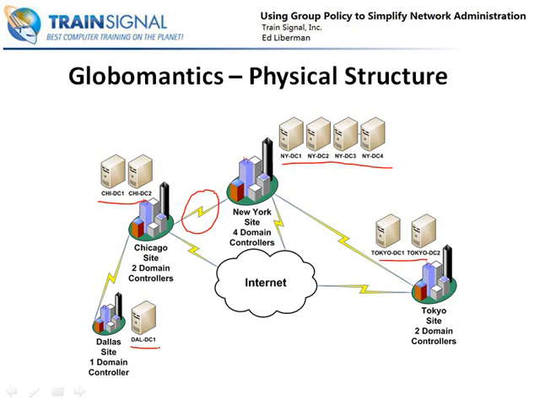I mean, the reality here is that globalmantics.com is in the New York site only. We have asia.globalmantics.com, which is in the Tokyo site only. And then we have na.globalmantics.com, which happens to be in both Chicago and Dallas. So it does all eventually come together, but for right now, let's just keep it separate. We know what our domains, trees, and forests are, and now we know what our domain controllers and sites are.